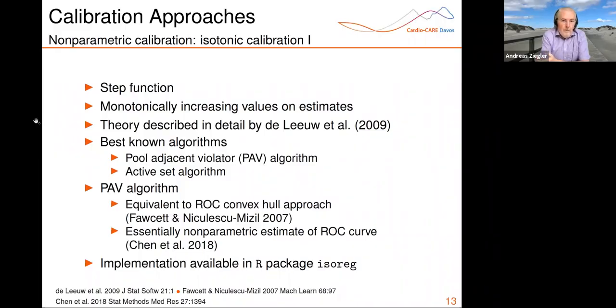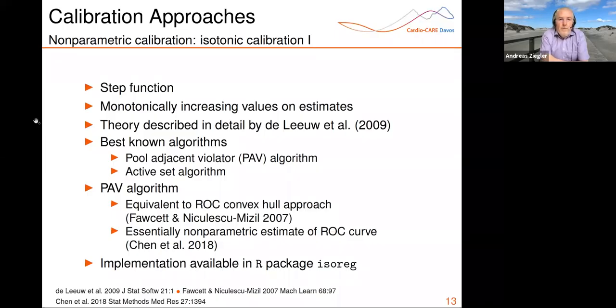And I have an example on the next slides so that you will see that truly a step function is constructed when you use this approach. And depending on the discreteness and the size of your data, the step function can be quite discrete and have just very few values. You will see this when I move on to the example. You generate monotonically increasing values on the estimates.